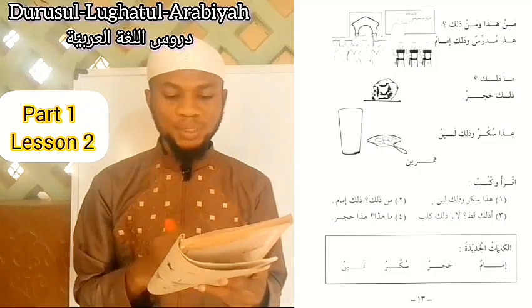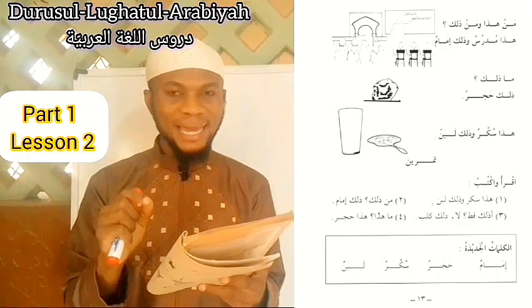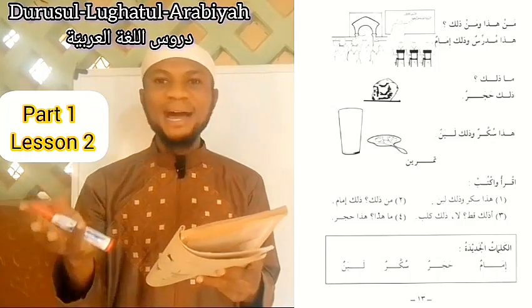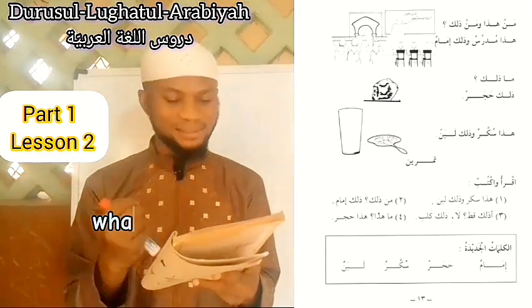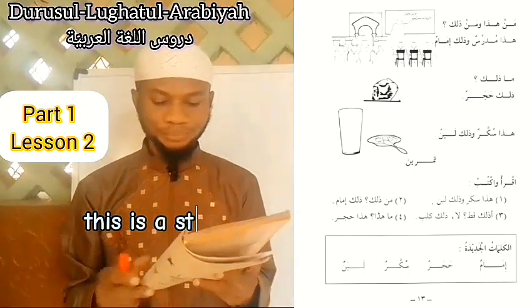Adhalika qitt, is that a cat? La, no. Dhalika kalb, that is a dog. Mahadha, what is this? Hadha hajar, this is a stone.